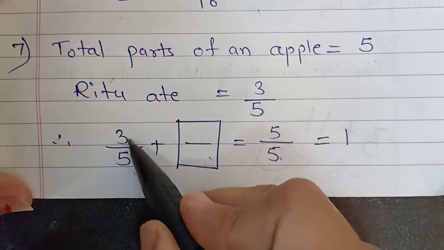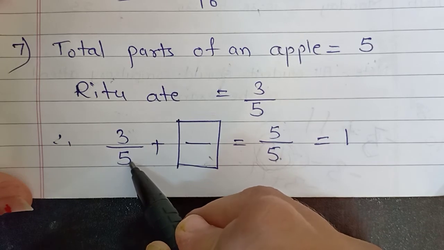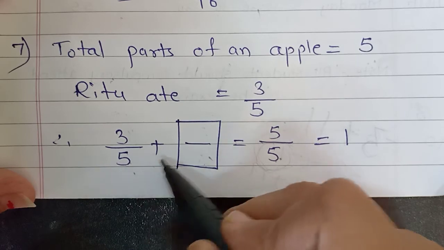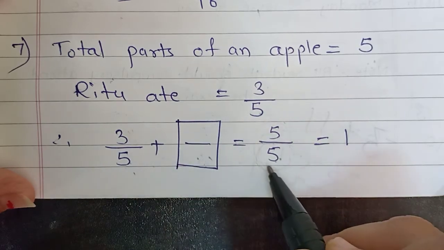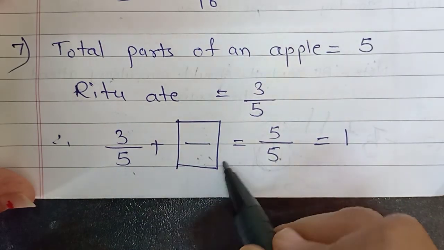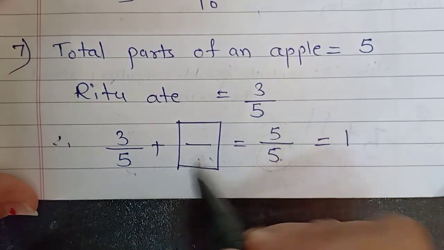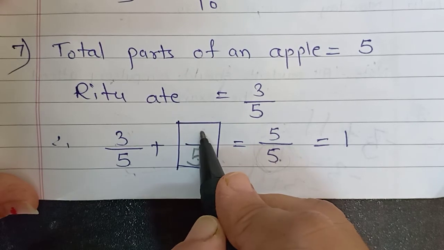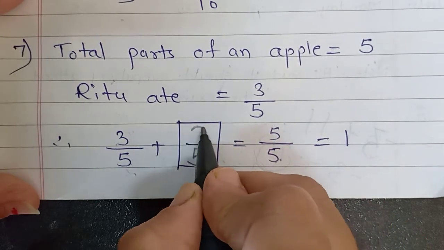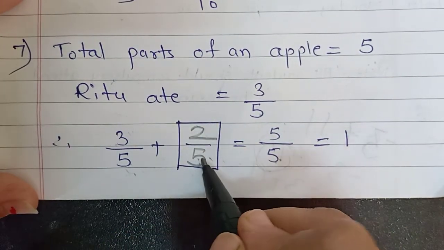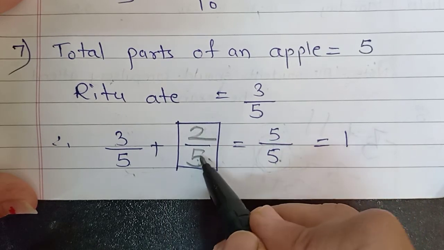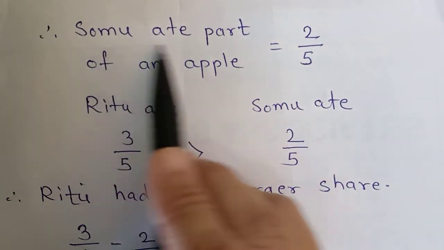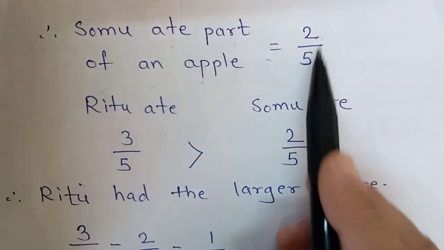Now here 3/5 part was eaten by Ritu. So how much part was eaten by Somu? So 5 plus what is equal to 5? The denominator should be the same, so here it will be 5. Now 3 plus what is equal to 5? So the answer is 2. So Somu must have eaten 2/5 part of an apple. Therefore the part of the apple Somu ate is equal to 2/5.